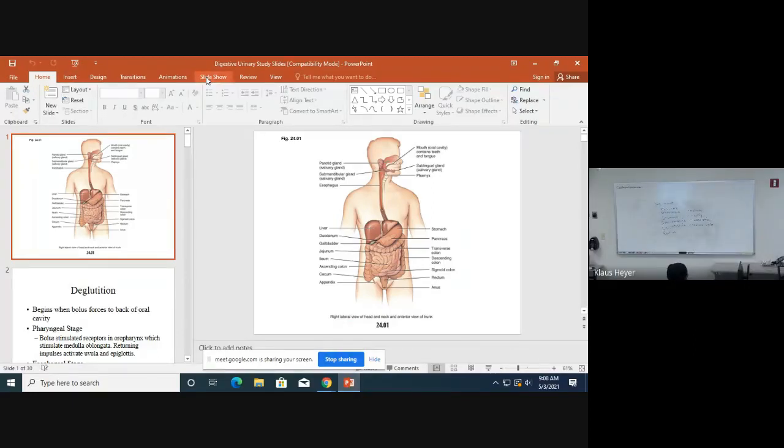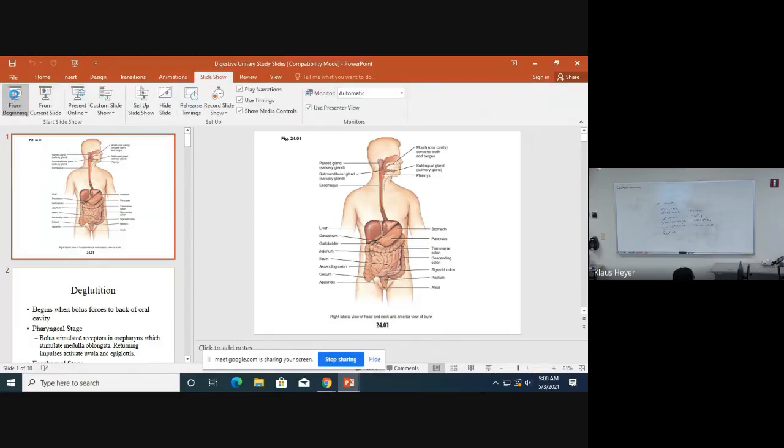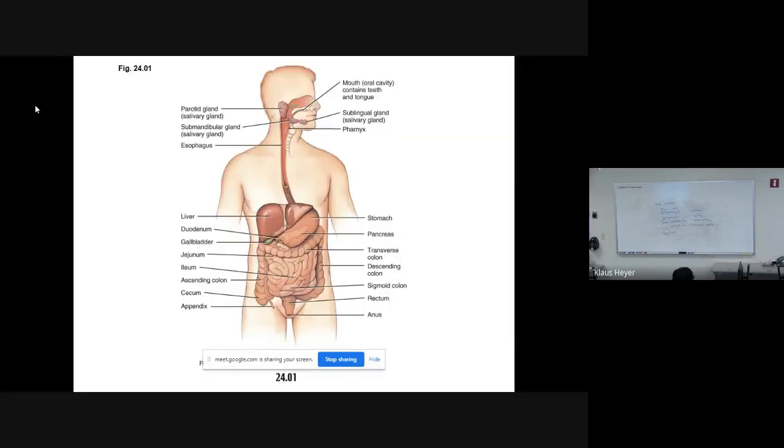All right. Hopefully you can see the slideshow. So we're on the digestive system.